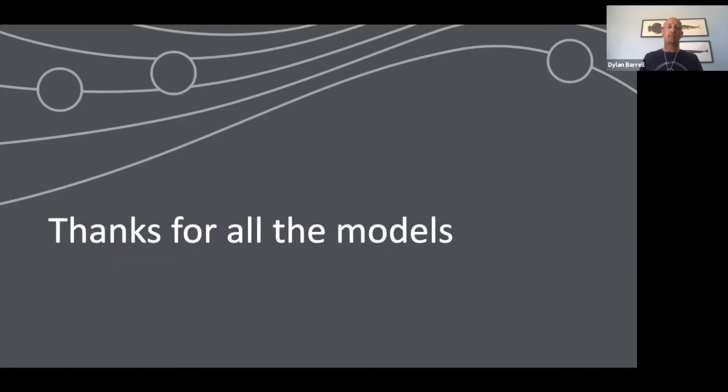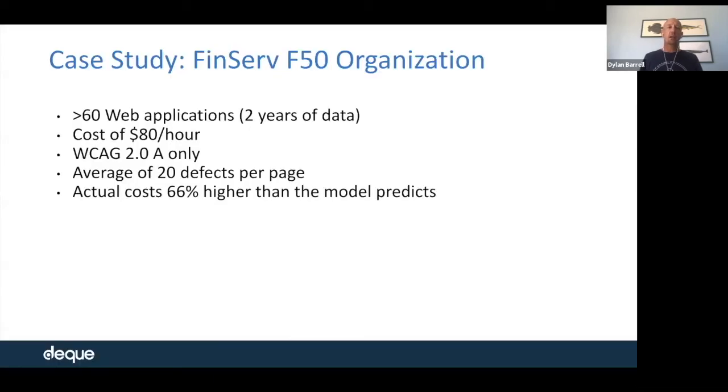What about reality? So we took, this is going back 5 years now, we were working with a large financial services, Fortune 50 organization. There were over 60 web applications. We had 2 years of data when we did this analysis. We assumed a relatively low hourly rate for the cost of people involved in this process of $80 an hour. The organization at that point in time was only trying to do WCAG 2.0 level A. For those of you familiar with Canada, you'll recognize that that correlates to AODA, a particular law in Ontario.